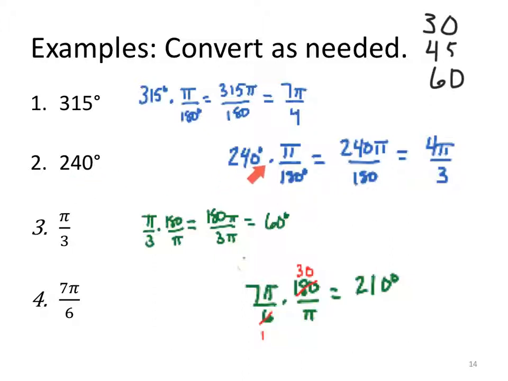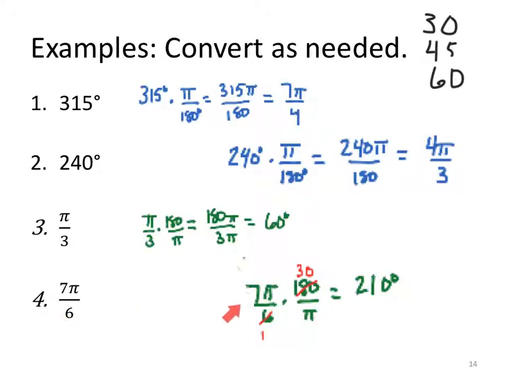240 degrees is 240 times pi over 180. 240 pi over 180. Once I reach this stage, I no longer have degrees. And 60 goes into 180 3 times, 60 goes into 240 4 times, so this is 4 pi over 3. What if we go the other way? Pi over 3 times 180 over pi. Notice how the pi's cancel out. I'm going to have 180 over 3, which is 60 degrees.